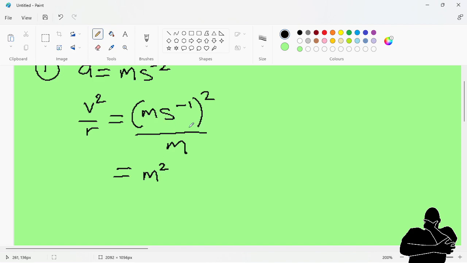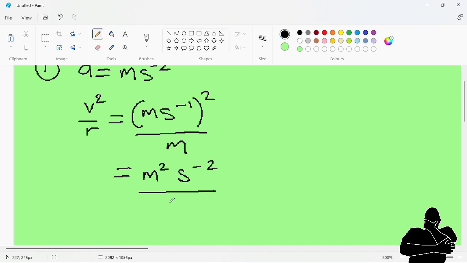Now we have the second. It's the same procedure. We're going to take the index outside of the bracket, and multiply it by the index for the variable inside the bracket. So it's 2 times minus 1. That gives us minus 2. So we are left with meter squared per second squared.